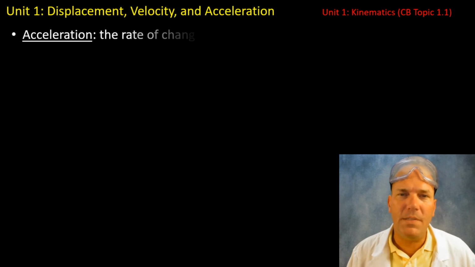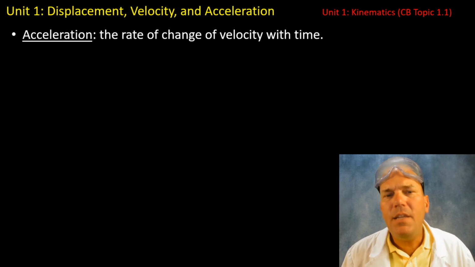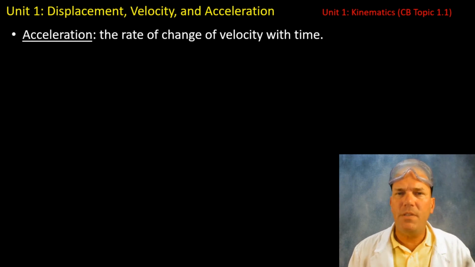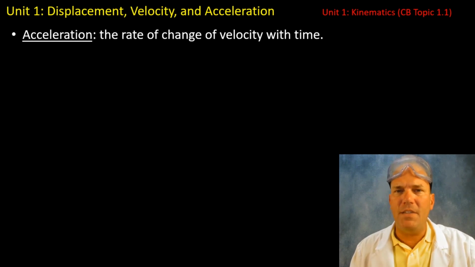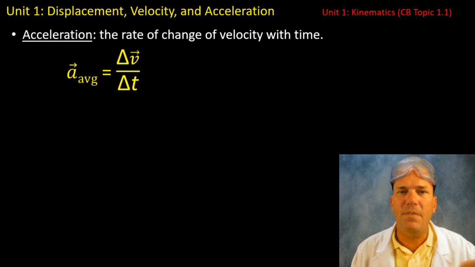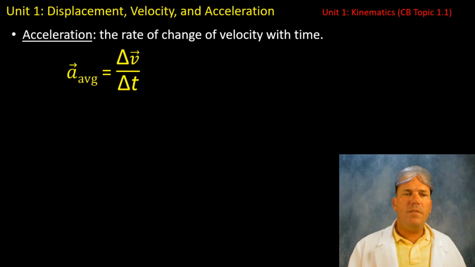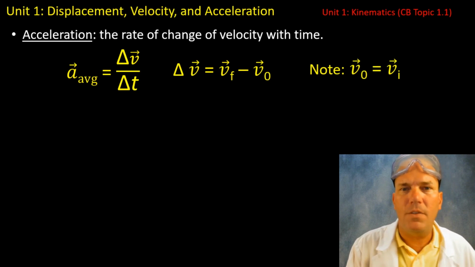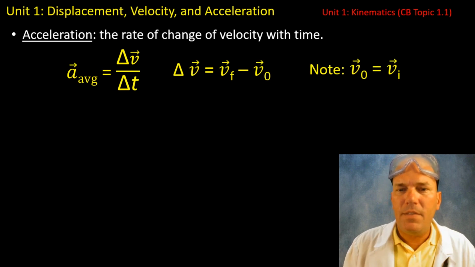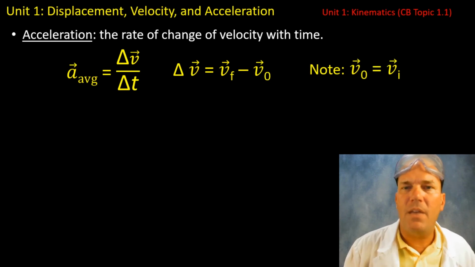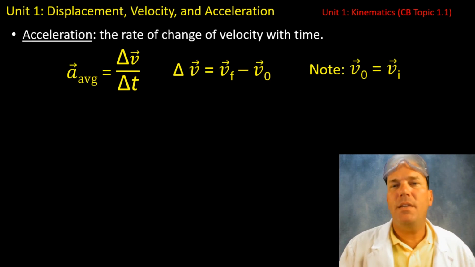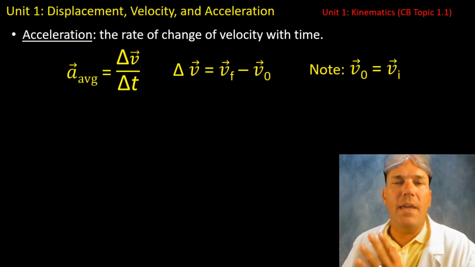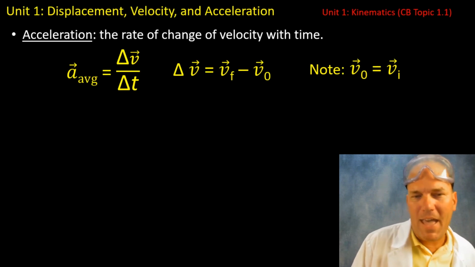Our final vector quantity is acceleration, and it is the rate of change of velocity with time. Again, it's a rate. We see the word change, which means delta V, change in velocity, V final minus V initial. And the average acceleration is this change in velocity over the change in time. And again, we're going to take our final values minus our initial values. This V with a subscript of 0 is pronounced V naught. It is the same thing as saying its initial velocity, and oftentimes is denoted with a V subscript lowercase i.